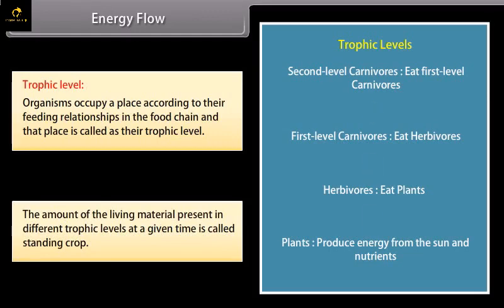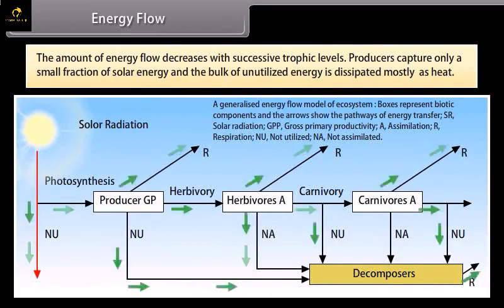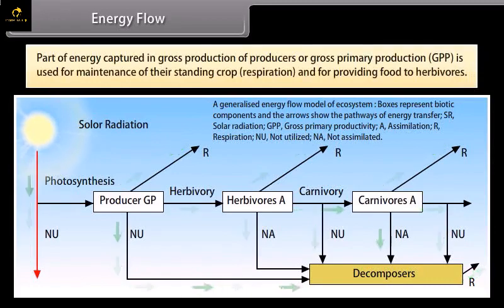The amount of living material present in different trophic levels at a given time is called standing crop. The amount of energy flow decreases with the successive trophic levels. Producers capture only a small fraction of solar energy, and the bulk of unutilized energy is dissipated mostly as heat.